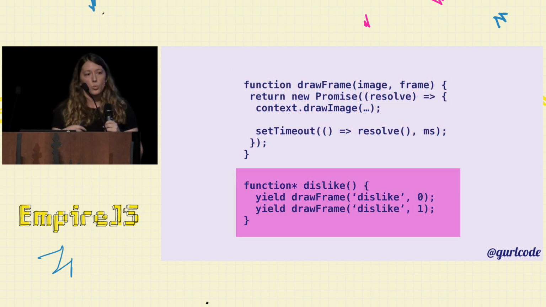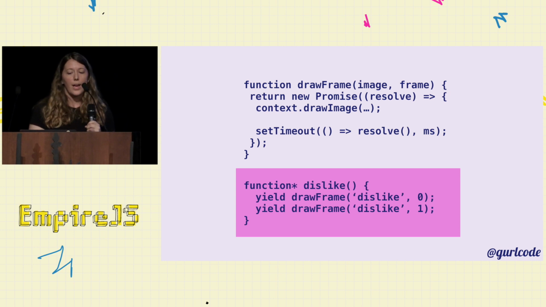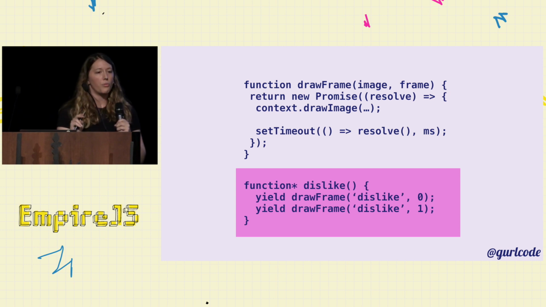And then our animations will yield draw frame. So here we have the dislike animation, which is just 2 frames. So it's just yielding out 2 promises that will draw either side of the dislike animation, which is where the Tamagotchi just shakes its head back and forth and is like, I don't like anything.